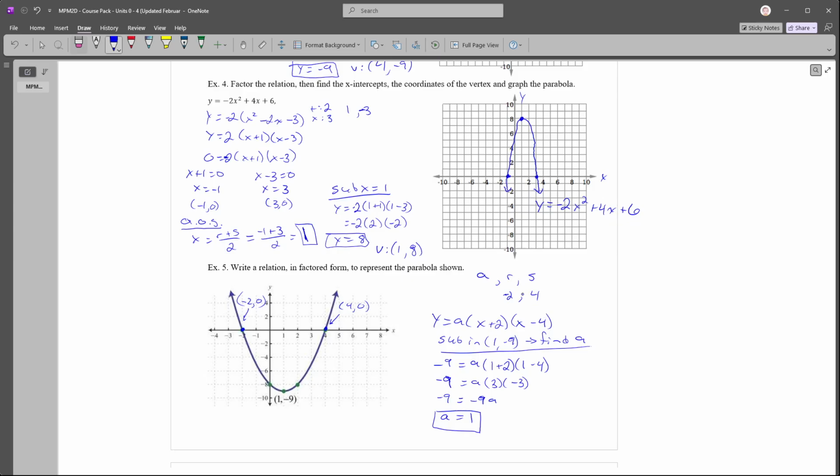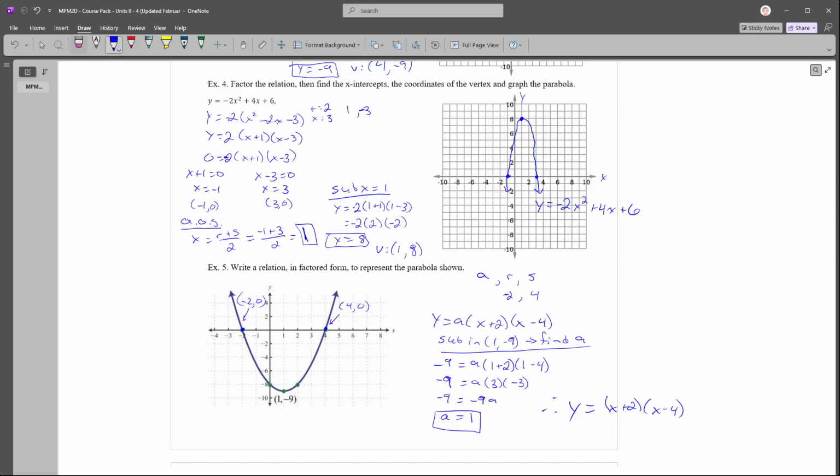So now we have all three values. We simply need to write it out. Therefore, y is equal to our a term, which is just 1, so we don't need to write anything in there. And then x minus r. So x minus negative 2, that's x plus 2. We already have it written over here, and then x minus 4. And that's it.